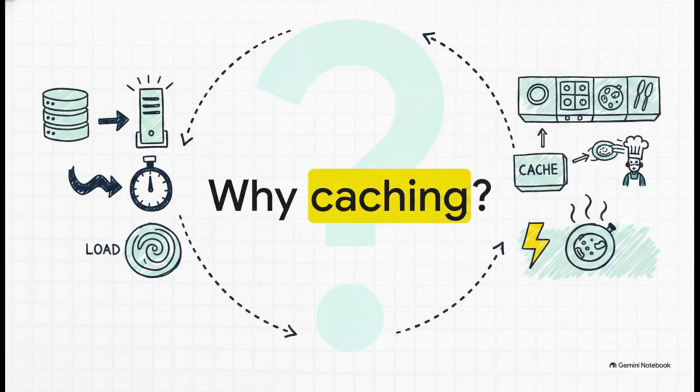So to understand how we fix this, I want you to start thinking about our system architecture not just as a bunch of servers, but as a highly efficient high-end restaurant kitchen. We'll get into exactly how that metaphor works in just a second.